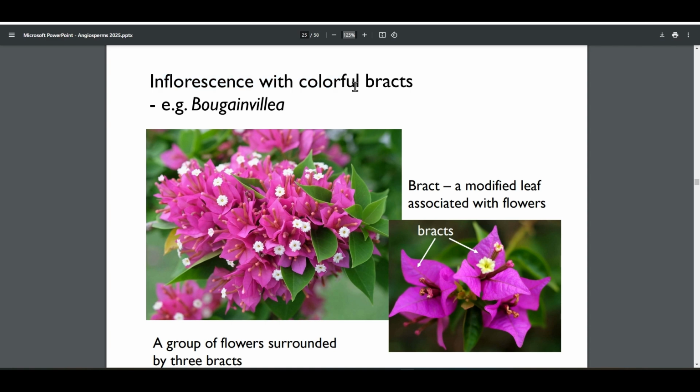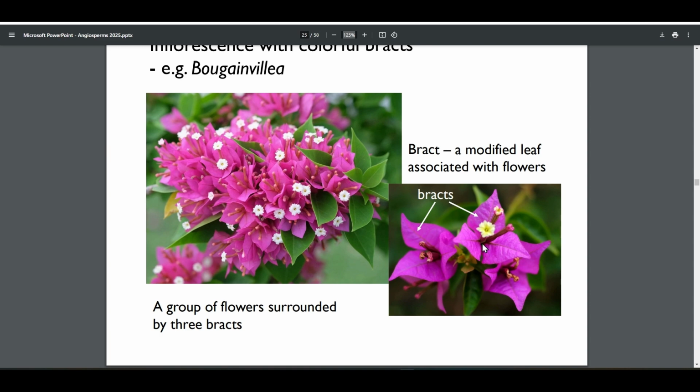Okay. So now we talk about inflorescence with beautiful, colorful bracts. An example for this is the genus Bougainvillea. The bracts are actually modified leaves associated with flowers. So you can see in this genus, the flowers are the little white parts, and the bracts, the purple-pinkish leaves, are surrounding them, and you could say they help make the entire plant more attractive to insects, which will then help pollination for the plant.